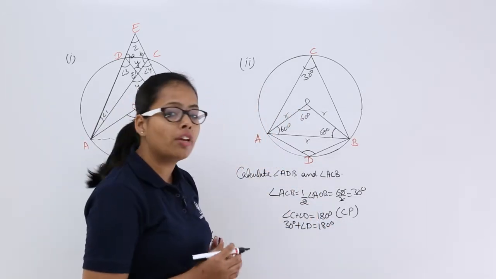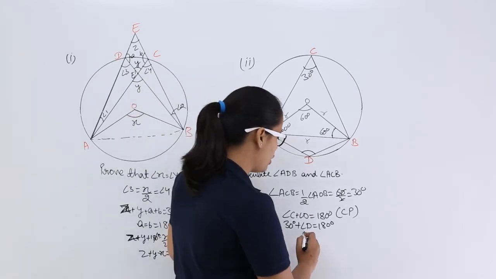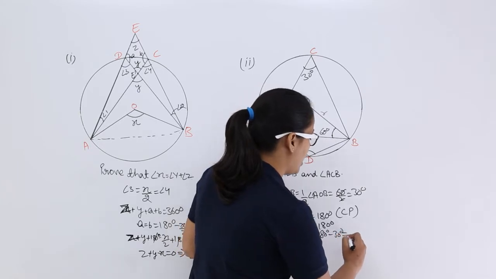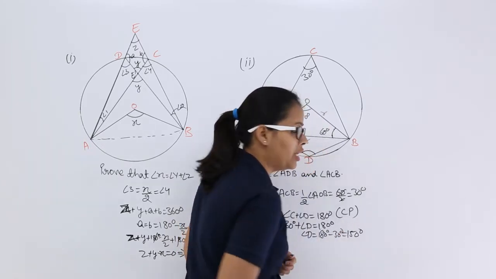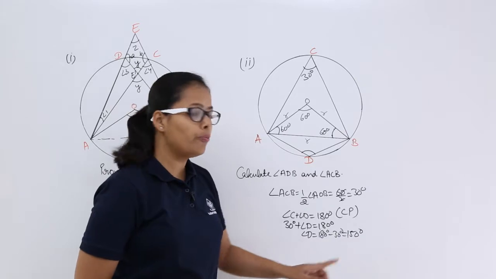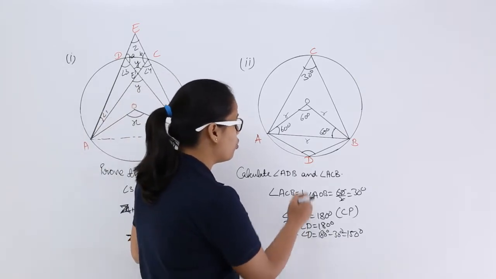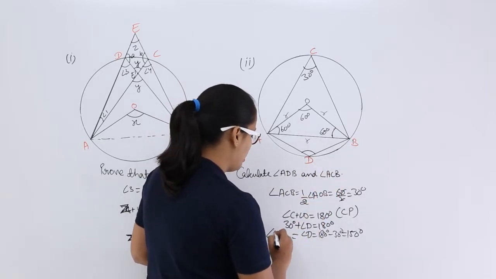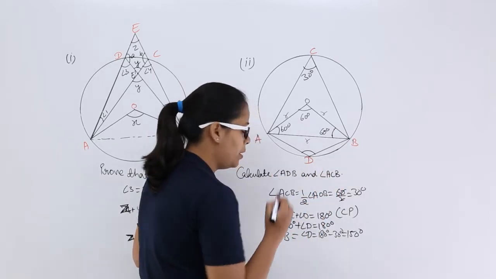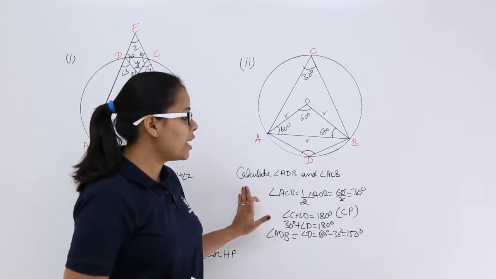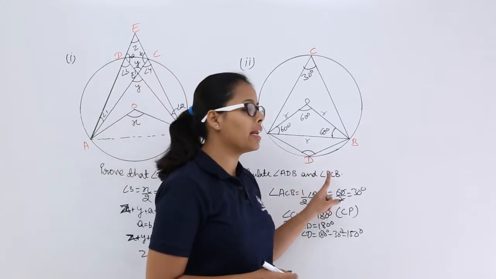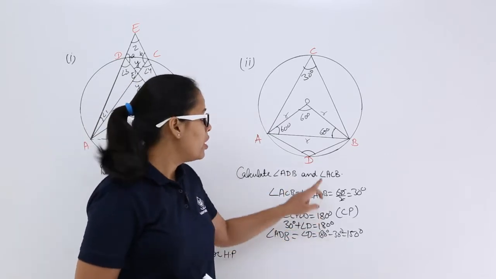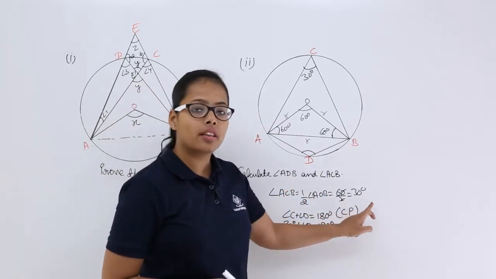Now you need to find out the value of angle D, and this is going to be 180 degree minus 30 degree, and this subtraction will give you 150 degree. So this angle D is equal to 150 degree, and you can write this angle as angle ADB. So here you needed to calculate the value of angle ADB and angle ACB. The value of angle ADB is 150 degree. The value of angle ACB is 30 degree.